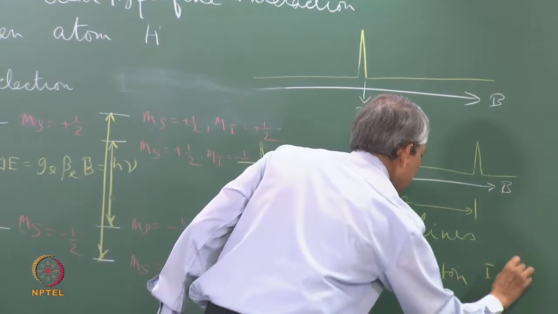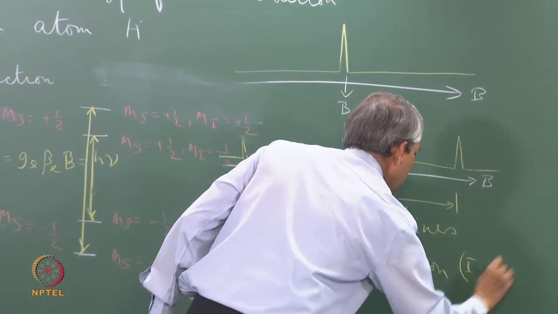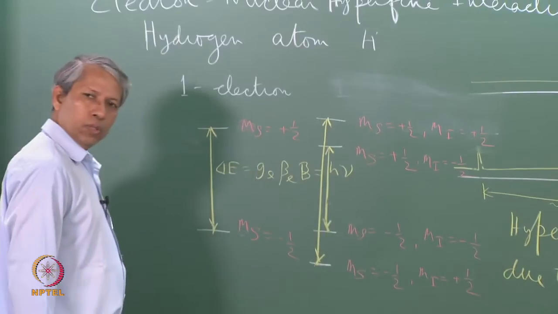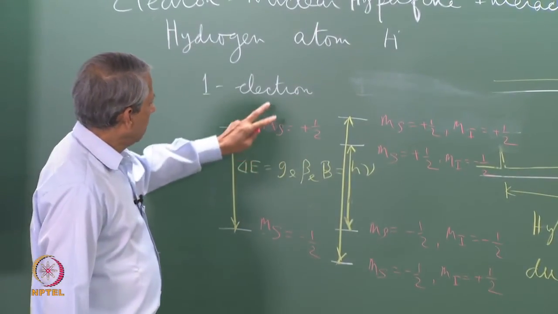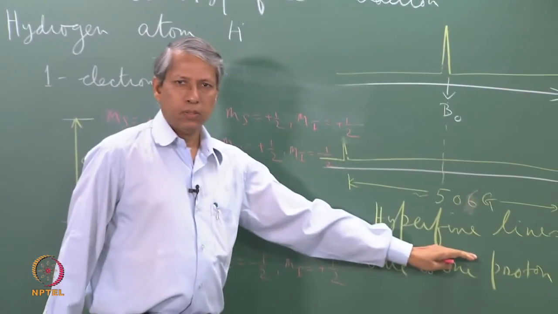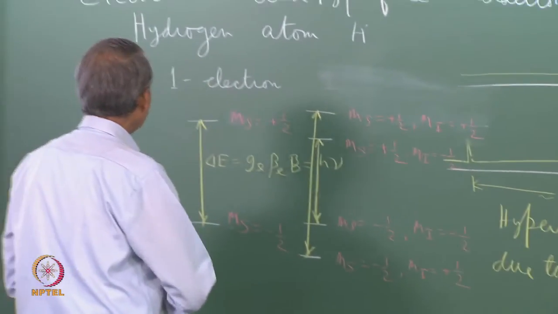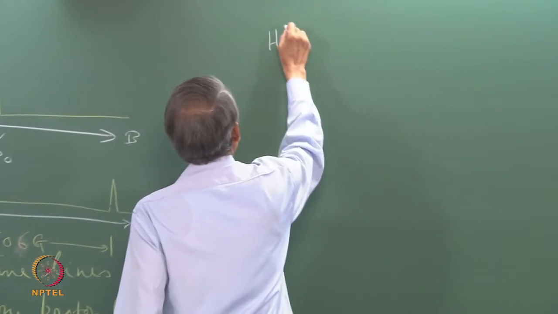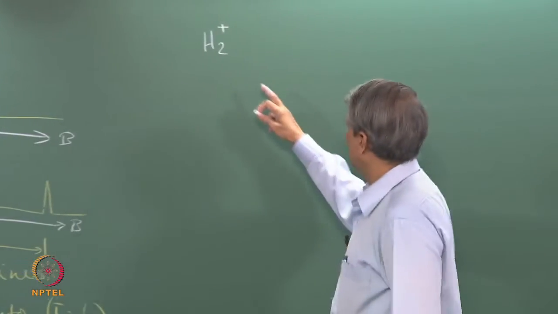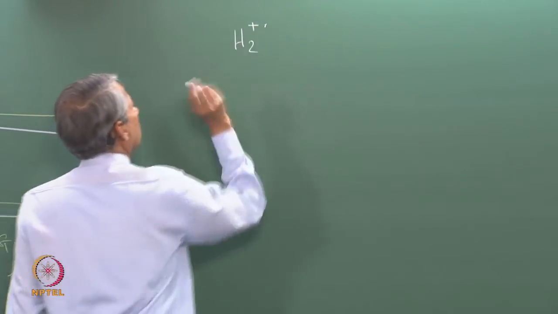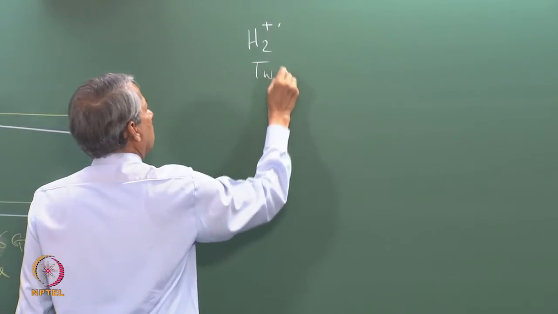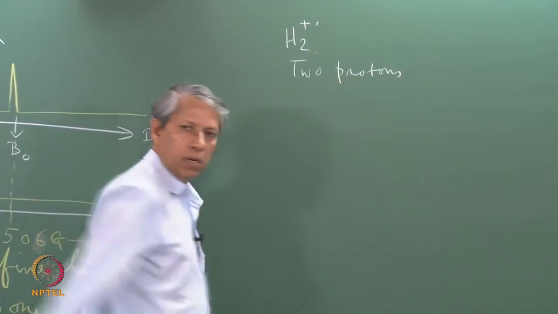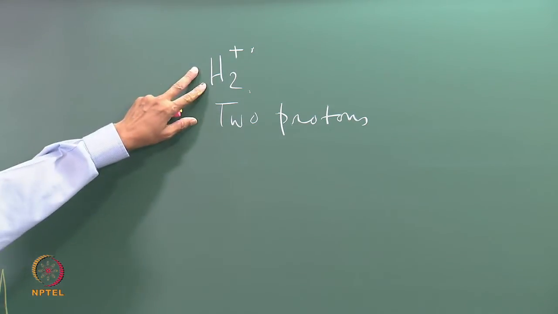Spin I equal to half. Now, suppose I have got more than one such nuclei which has got spin halves. What could be the simplest example? For hydrogen atom, I can go to this hydrogen molecule and it has got two protons, and they are identical in all respects. We call them two equivalent protons.